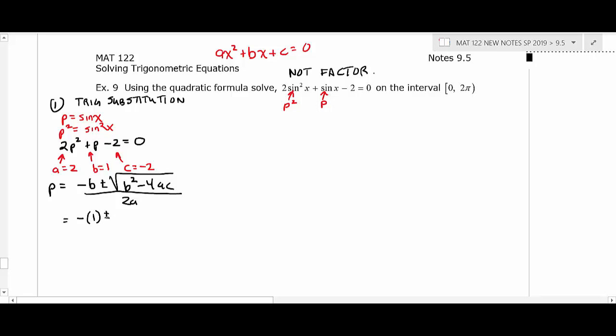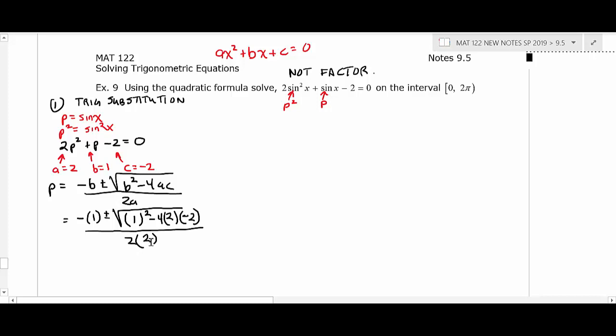I recommend you use parentheses everywhere there's a variable. When you set this up, it's something squared minus 4 times something, all over 2 times something. That's a good way to learn how to plug into a formula: use a set of parentheses where your variables go. So what goes in is b squared, and b is 1. You'd have 4ac, where a is 2 and c is negative 2, and then 2a, where a is 2.